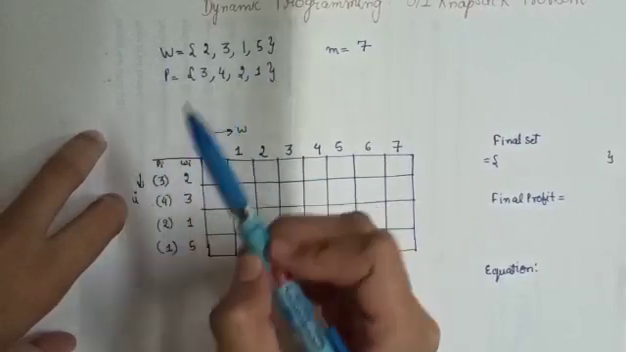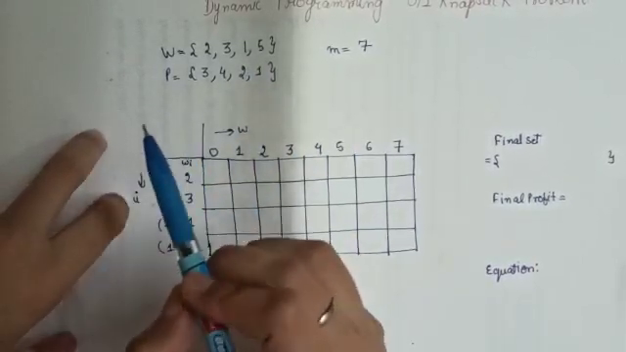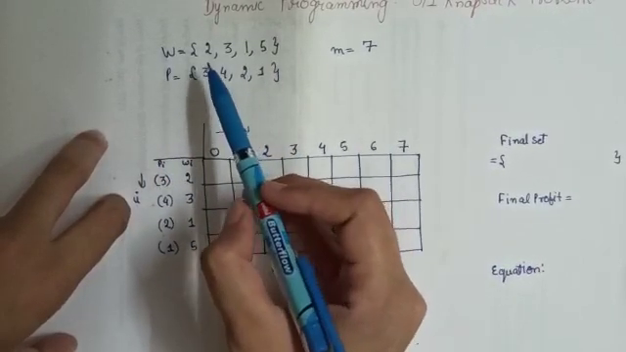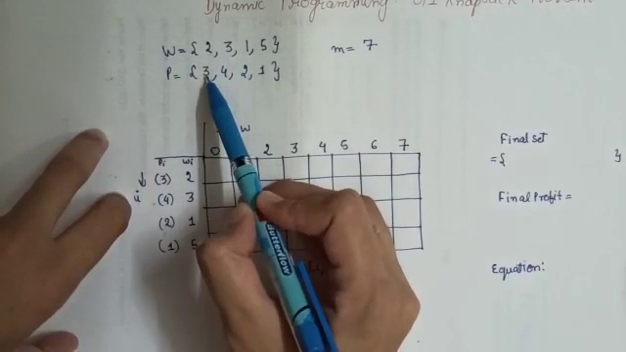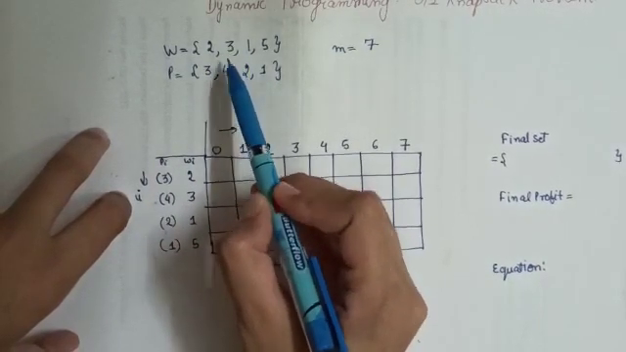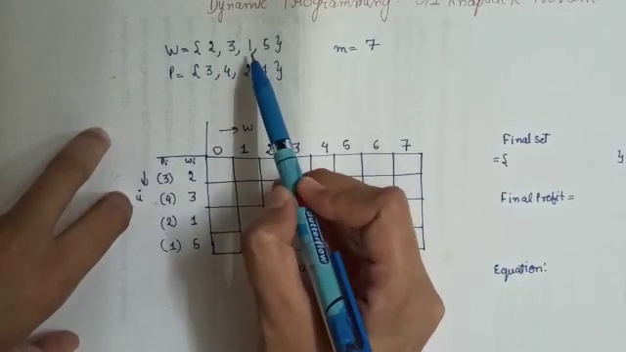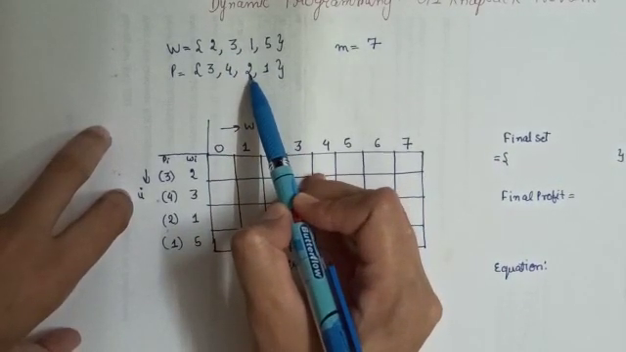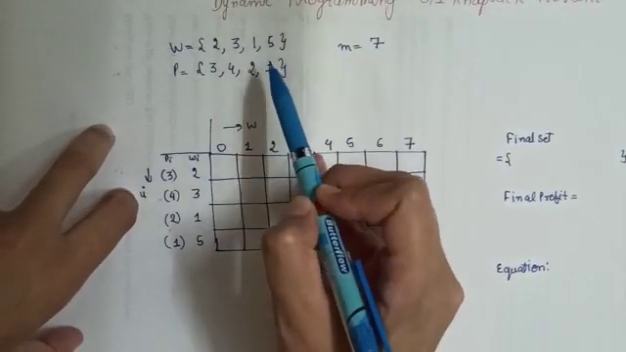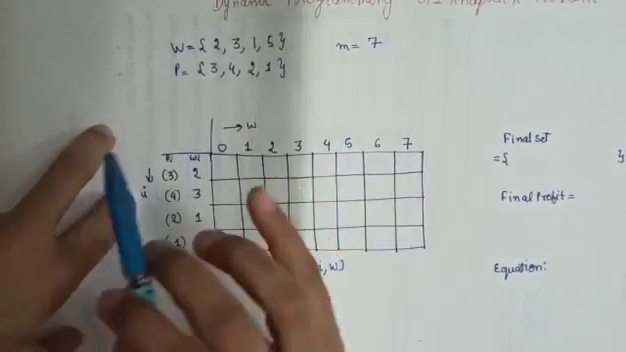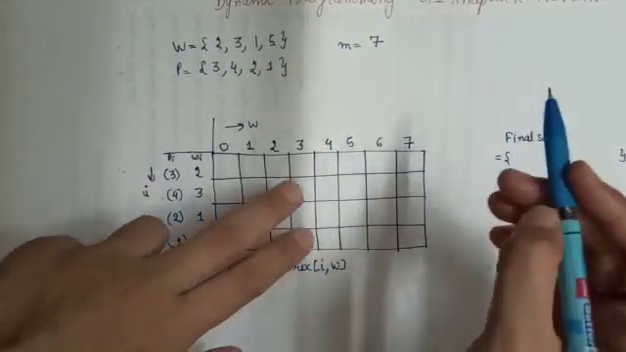And there is a profit associated with each item. With the item of weight 2, the profit associated is 3. With the item of weight 3, the profit associated is 4. With the item of weight 1, the profit associated is 2. With the item of weight 5, the profit associated is 1. Now what is the knapsack problem?